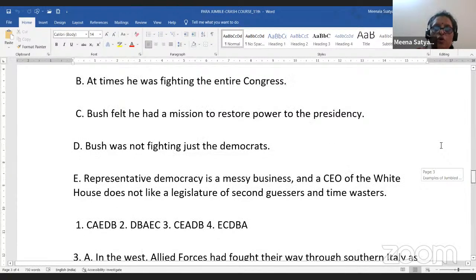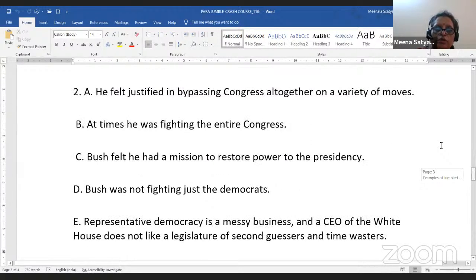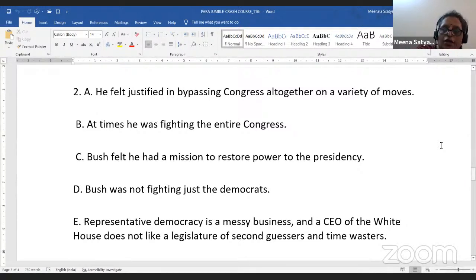So now, if you've seen "he," who is this "he"? You and I don't know. At times, connecting, transition, so we don't know. Now you have Bush. In two cases you have Bush, so it can be either C or D. Read the C: Bush felt he had a mission to restore power to the presidency.